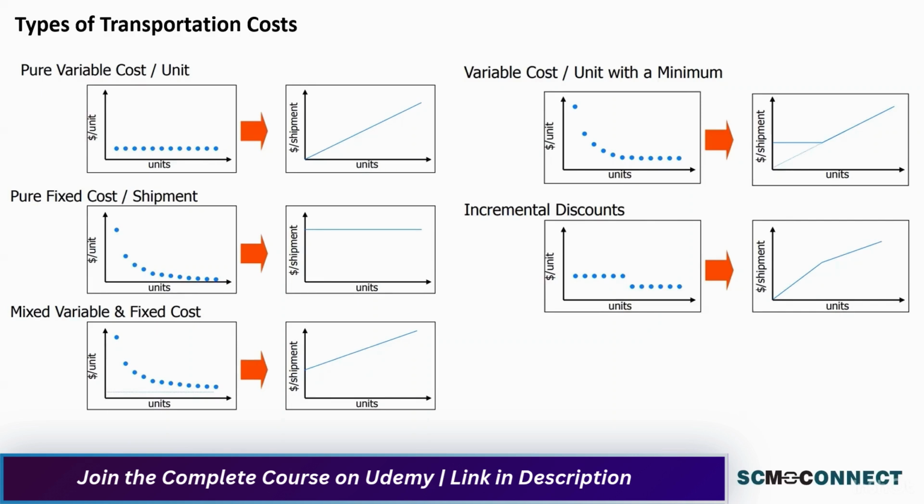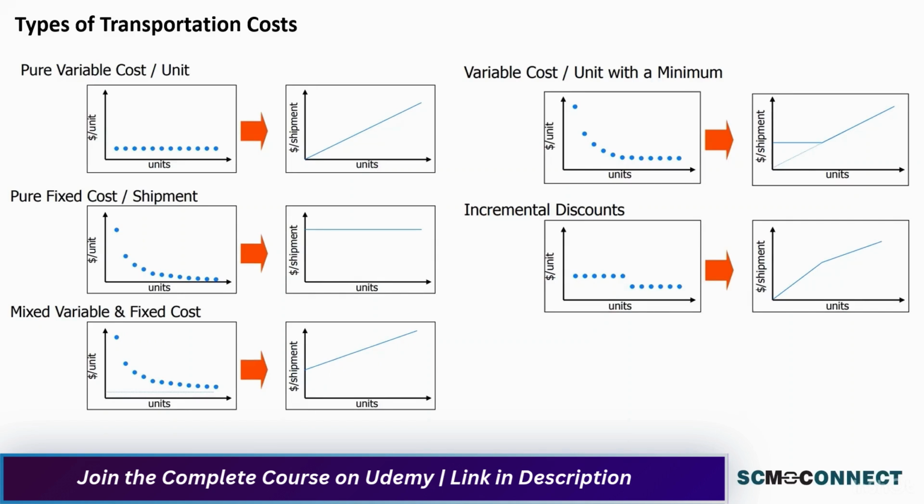And then there is another option, which is incremental discounts. After certain units, you will have X cost, and after certain units, you will have Y cost per unit. If you look at the shipment function, you will have a linear line, and that slope will slightly decrease after you hit a certain number of units.